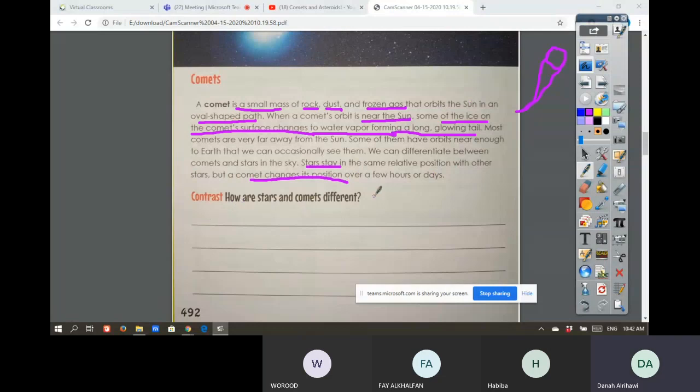How are stars and comets different? This is what I said, the movement about them, and I also have other things. Yes, darling. No, you answered the first question. Wait a minute. So how are stars and comets different? So let's make a table and write.